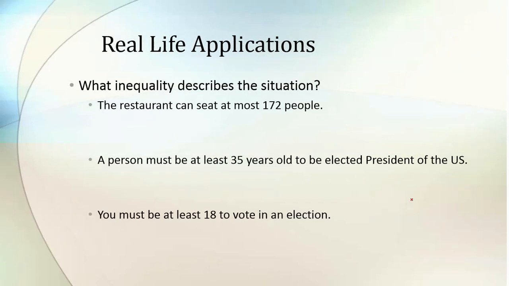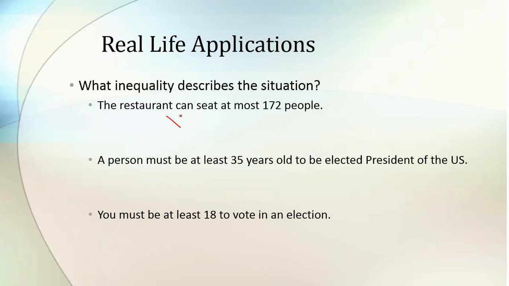Now, let's also look at some inequalities that happen in real life. Have you ever seen, when you've been in a restaurant or even a store of any kind, that the seating capacity is 100 and something people? Well, that's by fire code. You can only have so many people in a room, otherwise you can't safely exit if a fire would all of a sudden occur. So we have here, a restaurant can seat at most 172 people.